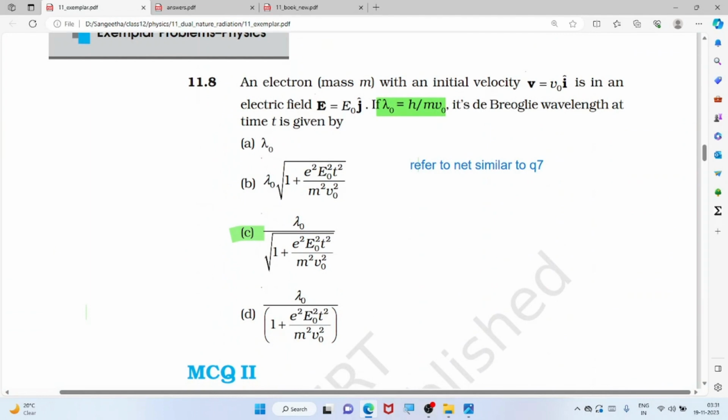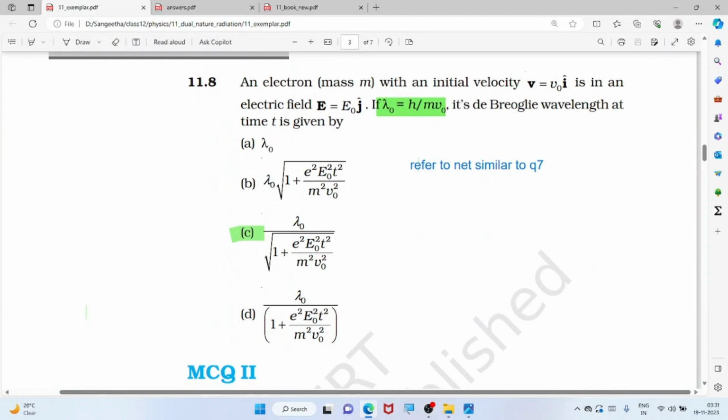This is similar, okay, this is the answer, you can refer to the net, similar to the above.